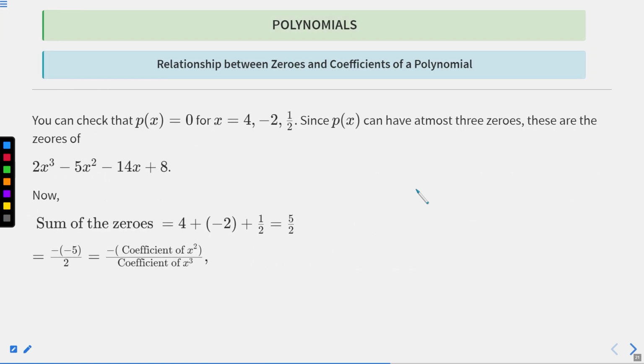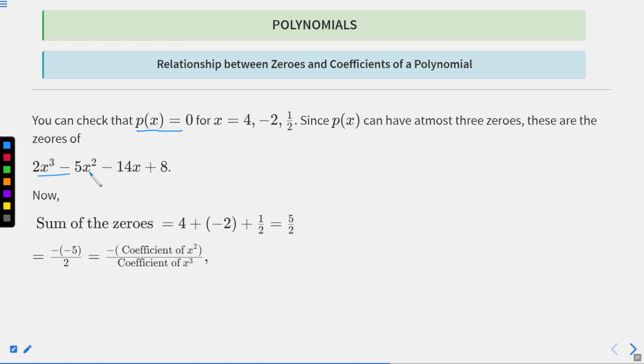So now you can check that p of x is equal to 0 for x equal to 4, minus 2 and 1 by 2. And since p of x is a cubic polynomial, p of x can have at most 3 zeros. These are the zeros of this cubic polynomial. So 4, minus 2 and 1 by 2 are the zeros of 2x cube minus 5x square minus 14x plus 8.